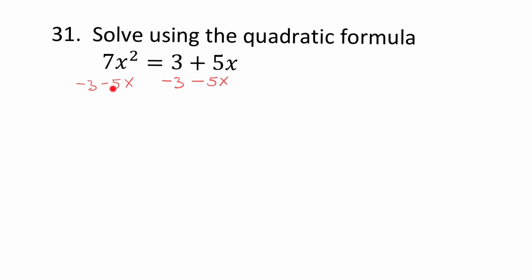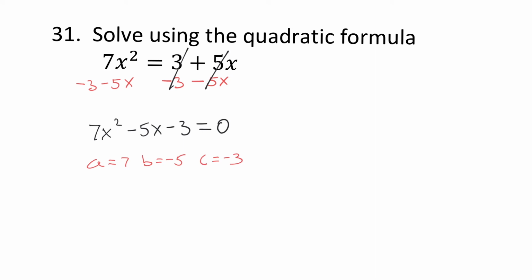This right here on the left side, we don't have like terms, but I'm going to write it in standard form, in order from highest exponent to the lowest exponent. So 7x squared is first, and then you have the minus 5x, and then the constant, equal to 0. Now you can find the a, the b, and the c. So a is 7, b is -5, and c is -3. Remember that you need a 0 in order to find the a, the b, and the c.